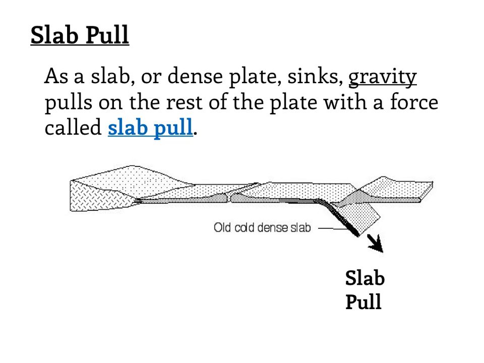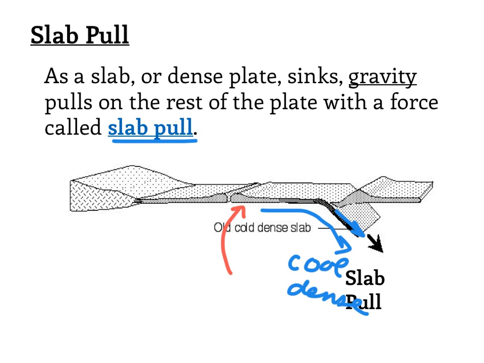Second force created by convection is slab pull. Slab pull occurs more where the convection is sinking due to cooler, more dense material. As it sinks, it takes this older, more dense crust with it. And so we call this location here slab pull. Again, gravity does play a role in this force. Due to the density and heaviness of this plate, gravity continues aiding the pull downward.